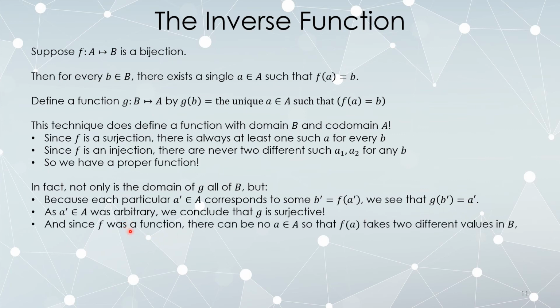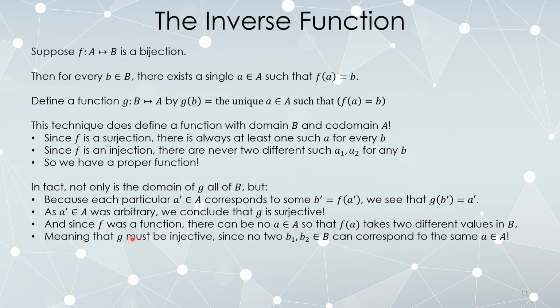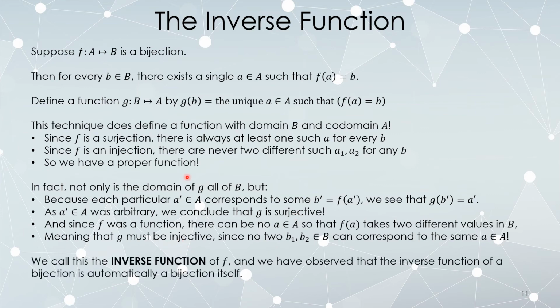Since f was a function, there is nothing in A so that f of A has two different values. In other words, g must be injective. There cannot be two different elements of B that came from the same element of A. So not only is g surjective, g is also injective. So g is a bijection that goes back from B to A, and we call this the inverse function of f. And whenever you start with a bijection, it has an inverse function, which is also a bijection.